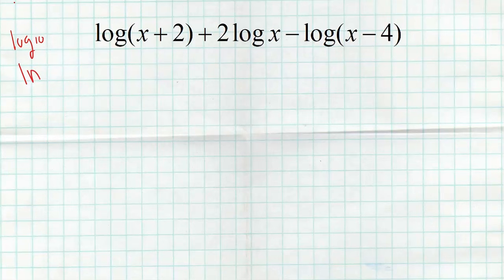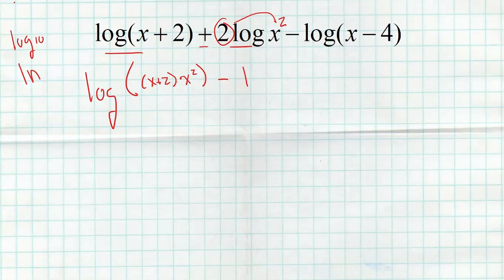So the first thing I'm going to do is I see that we have a log plus a log, so I'm going to bring those together, but I can't do that until I move this 2 up here as a power, which my power property allows me to do. So I'm moving that 2 up there as a power. Then I'm going to bring the addition of 2 logs together with multiplication inside. So we have log of (x plus 2) times x squared, minus log of (x minus 4). Now, in this first one, you don't have to, but you can feel free to distribute.